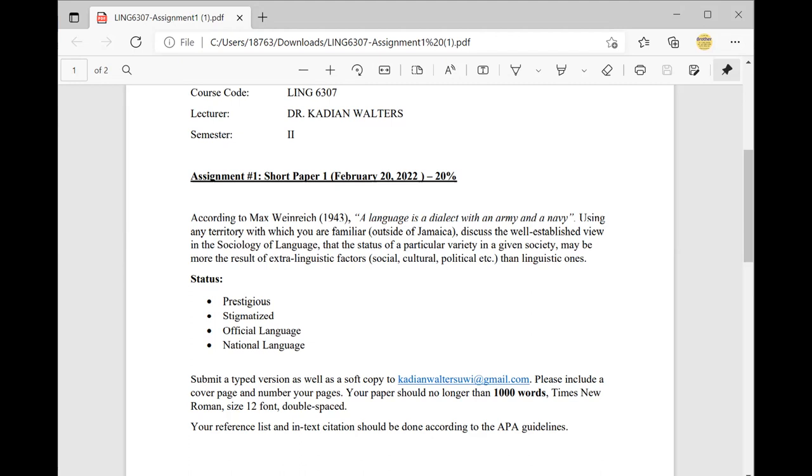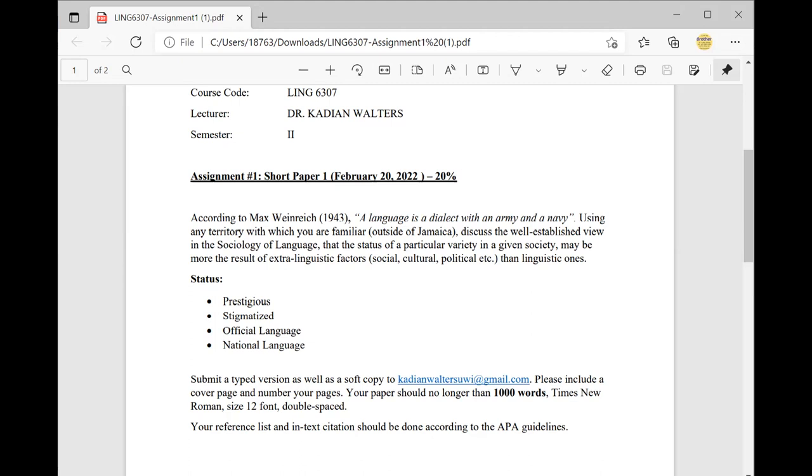It is a variety. Just as you have received pronunciation, which is British English, you have standard American English, African American English, and standard Jamaican English. These Englishes, if I can say that, are dialects of British English, right? But that doesn't mean that standard American English is lacking in linguistic properties.